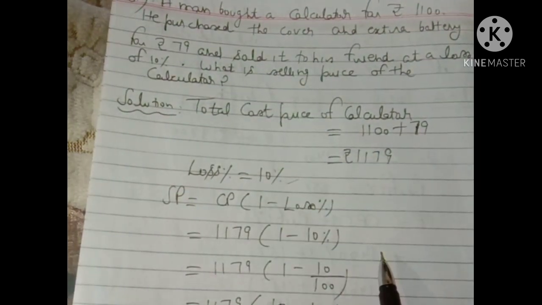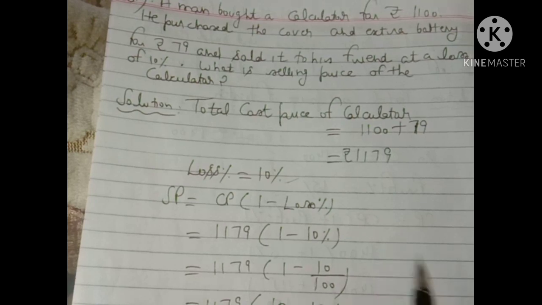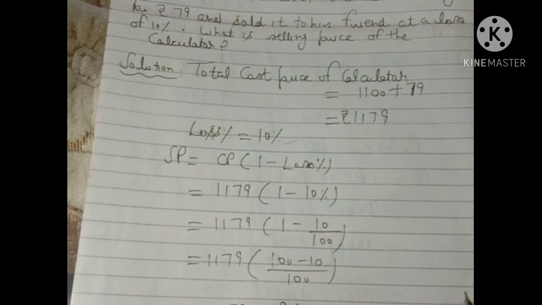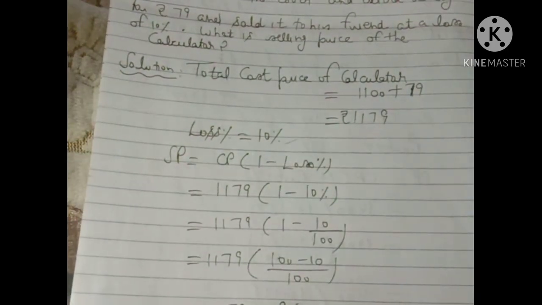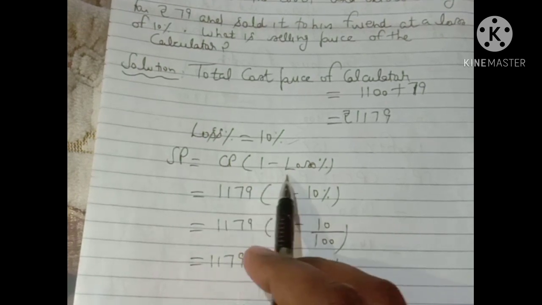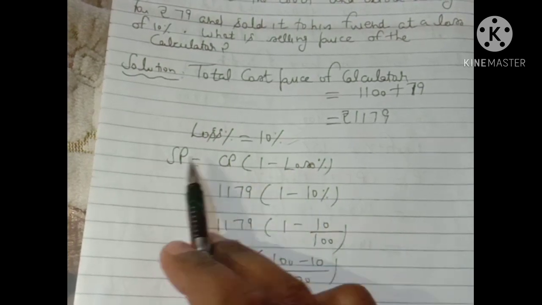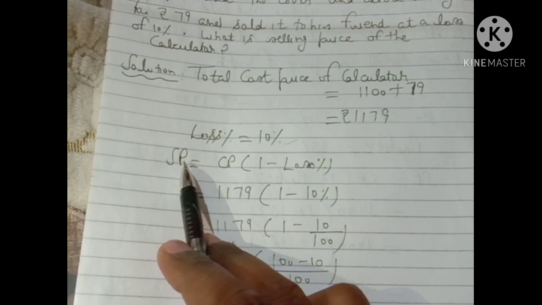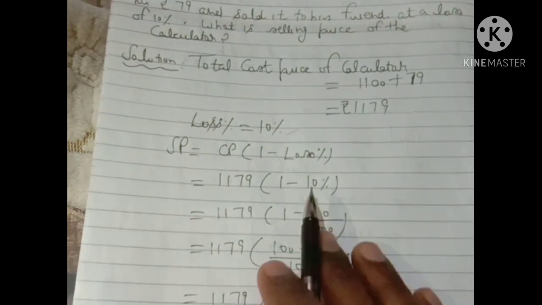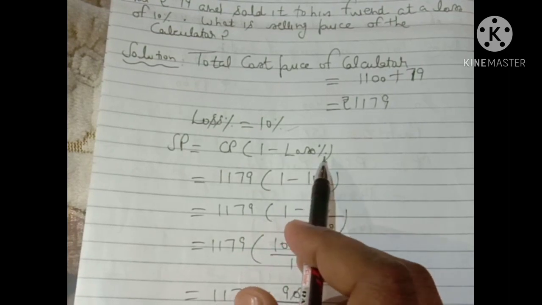Now in this case we have to find out the selling price of the article, and we have to apply the second formula because the loss percentage is given to us. We have to apply this formula, SP is equal to CP into 1 minus loss percentage. Since we have to find the value of SP, we take this on the left hand side and the other side on the right hand side. So it becomes CP into 1 minus loss percentage.